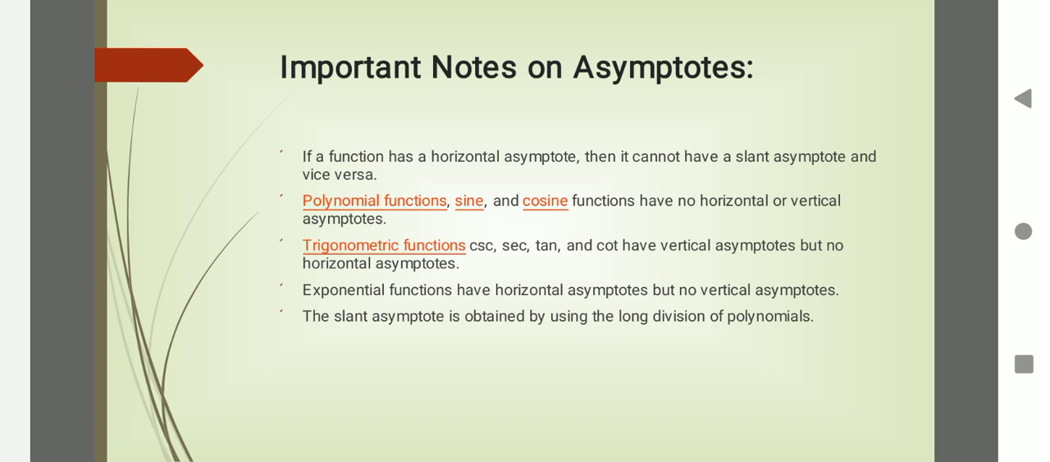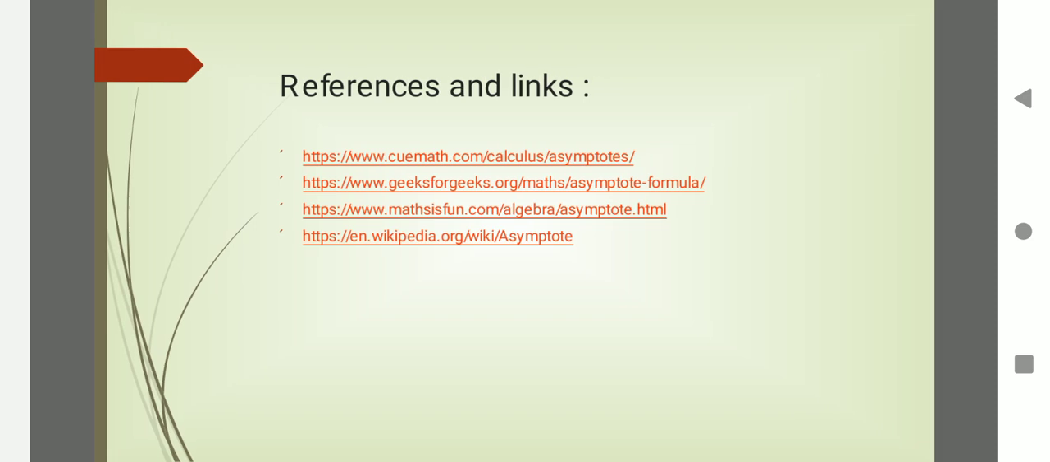Exponential functions have a horizontal asymptote but no vertical asymptote. So any function given in exponential form will have a horizontal asymptote only, not vertical. The slant asymptote is obtained by using long division of a polynomial. So this we have discussed previously, that a slant asymptote can be found by the long division method.